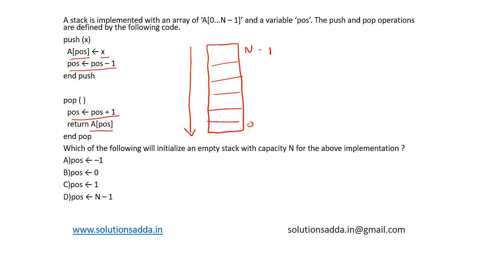That is, the growth of stack is like this. So to have n elements in the stack, the initial value of pos should be pointing to n minus 1. So the pos should be pointing initially to n minus 1, this index, because while pushing an element, we can push it here and we can grow the stack downwards. And suppose at some point of time, while popping an element, we can increment the value of pos to here and then we can pop the element. So the correct option is option D. Pos should be initialized to n minus 1.